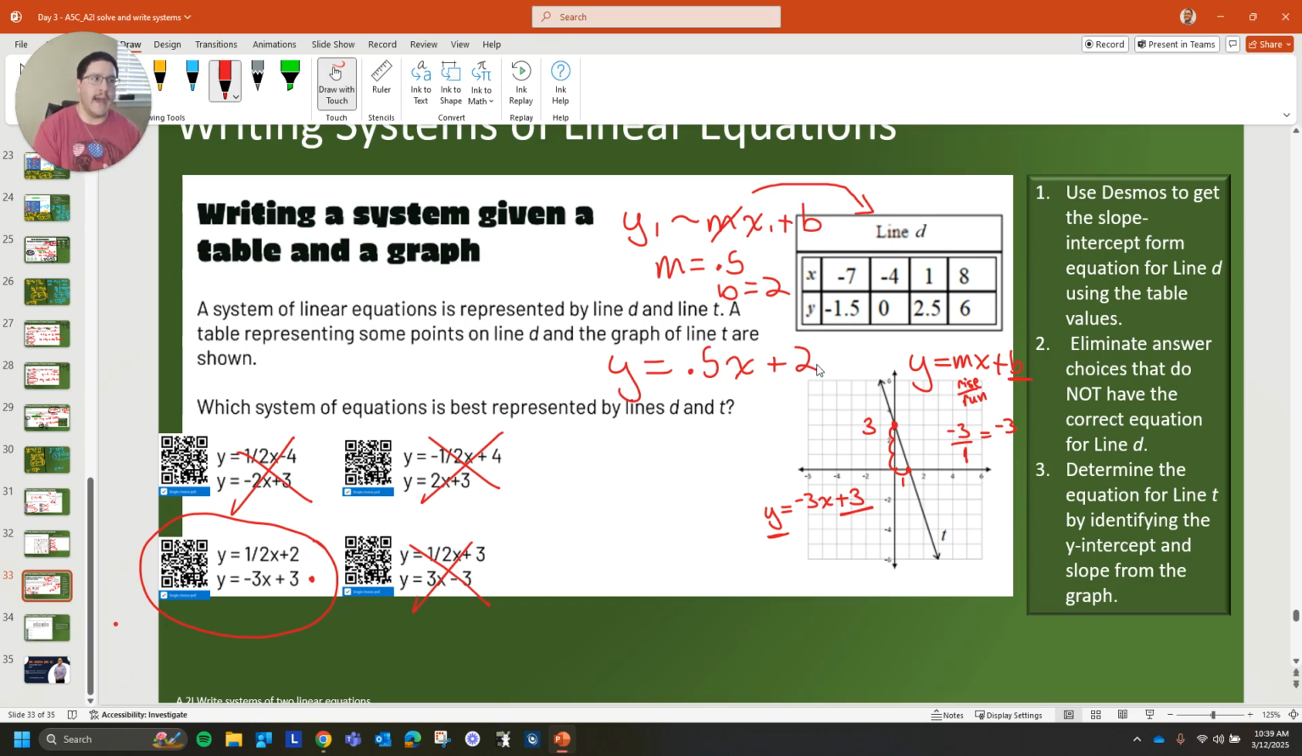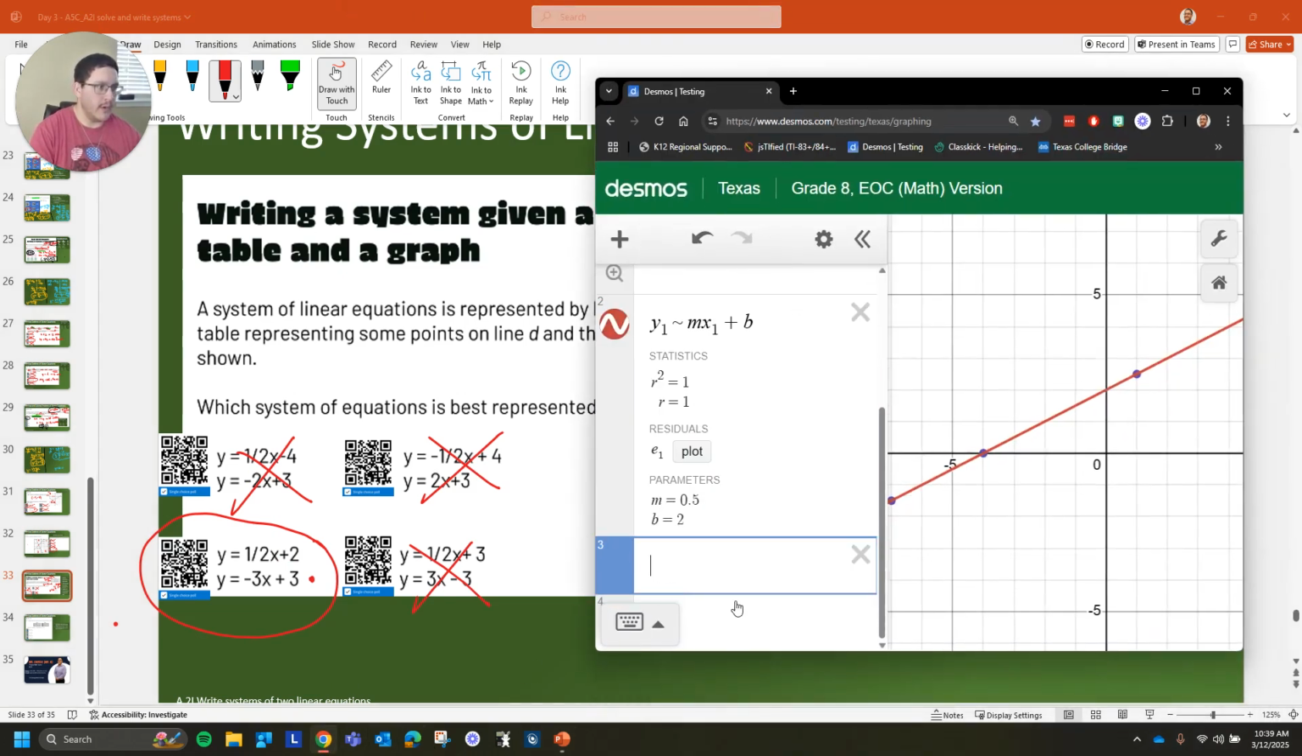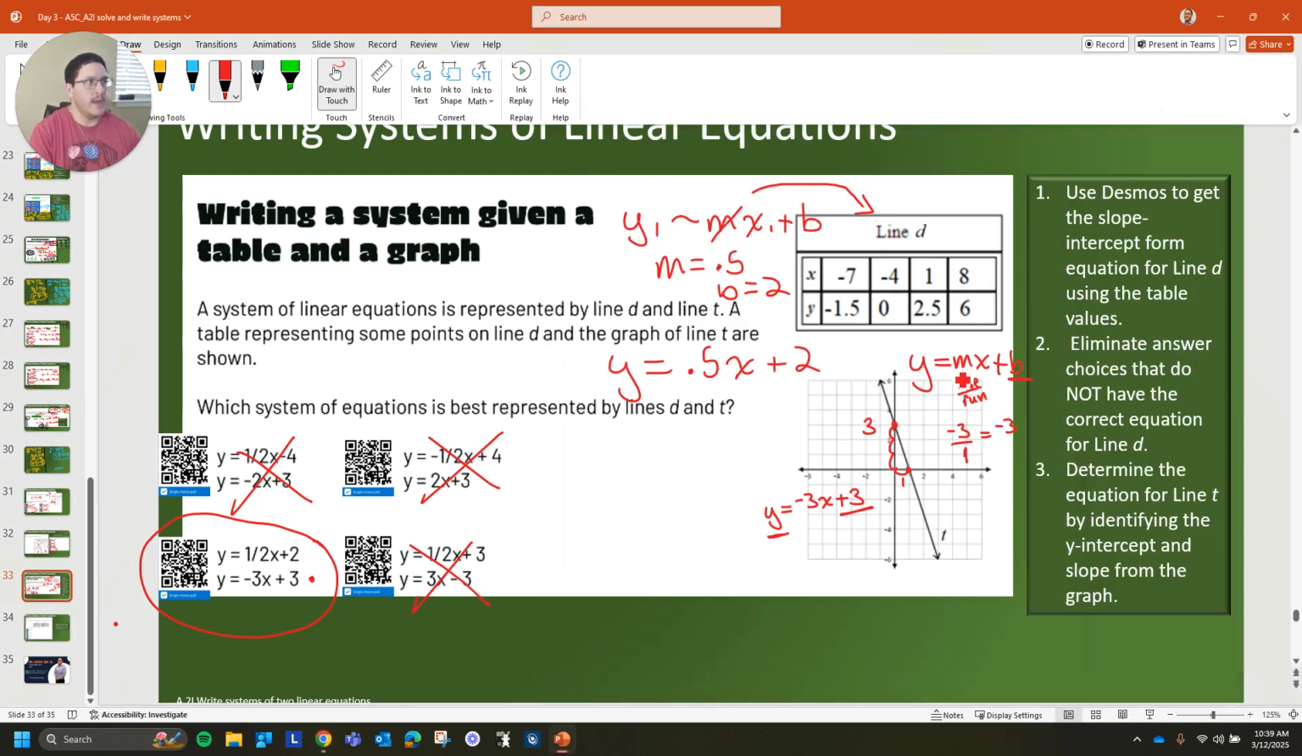What is 0.5 as a fraction? Because notice how none of these are decimals. So let's change the decimal back into a fraction. Let's go to line 3. Let's enter 0.5 as a decimal. Click this symbol to turn into a fraction, and we have 1/2. So y equals 1 over 2x plus 2.